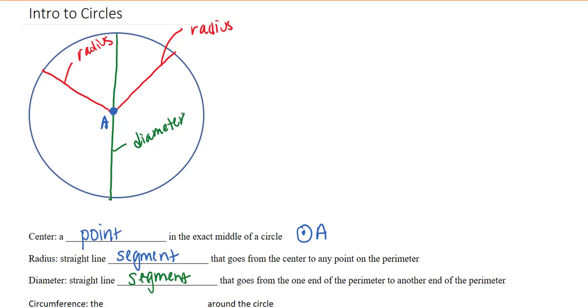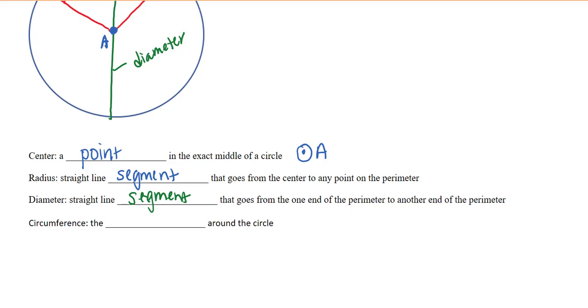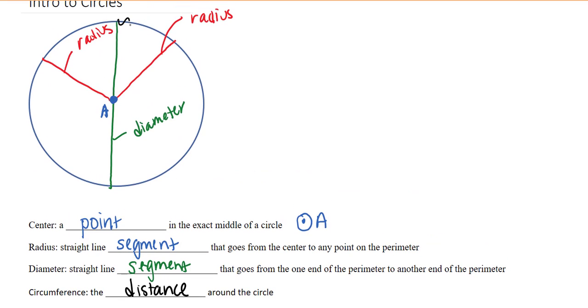And then lastly, in this area we're going to talk about the circumference, which is just the distance, right, around the circle. So it would be this whole thing here. This whole line here is the circumference.